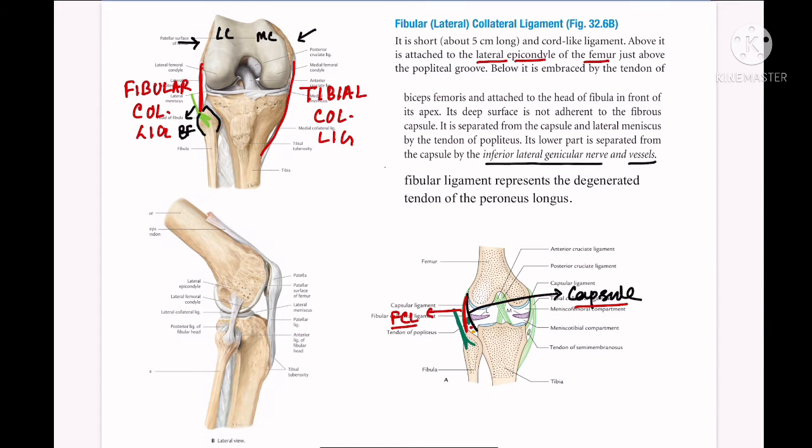Okay. So these things, inferior lateral genicular vessels and nerve, are present in the gap between the lower end of the fibular collateral ligament and the capsule of the knee joint.